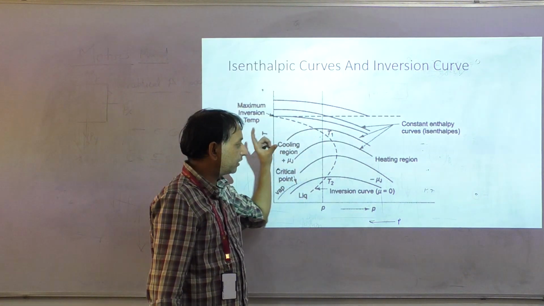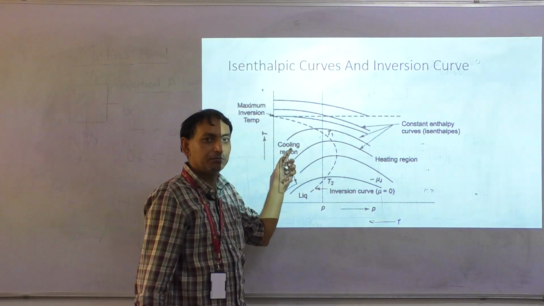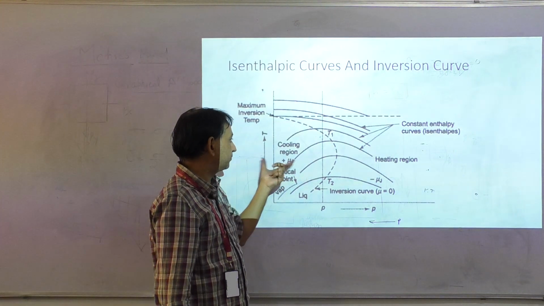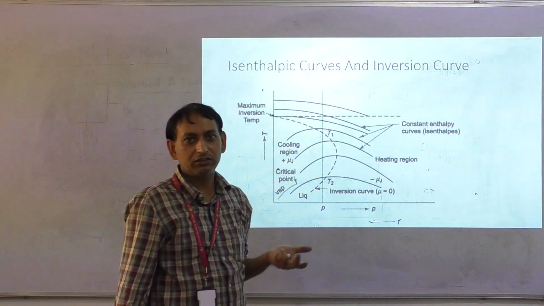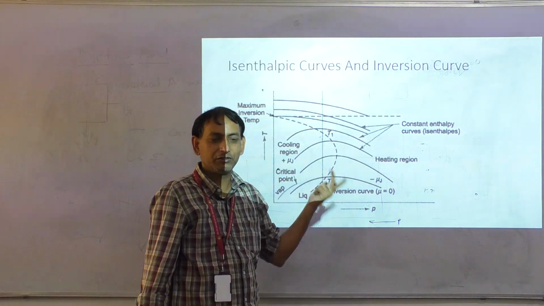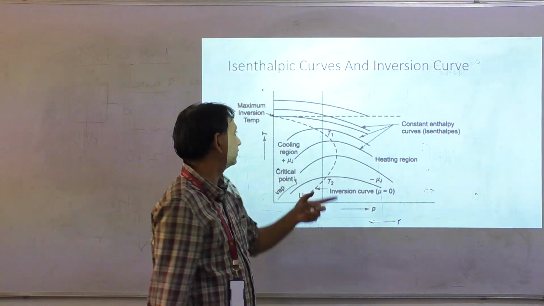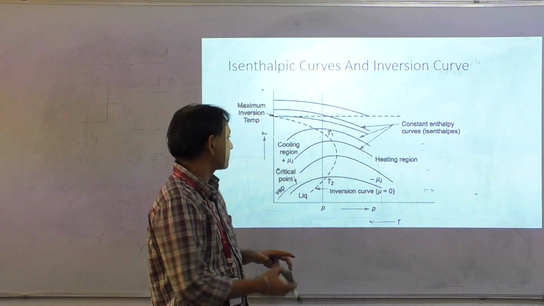So for any gas that has to be cooled down, its initial temperature must be below this maximum inversion temperature. Thereafter we can say that this particular gas is cooled down through the Joule-Thomson effect, or the Joule-Kelvin effect. Joule-Thomson and Kelvin were the same person. So this effect can be achieved only if the temperature of the gas is below the maximum inversion temperature.